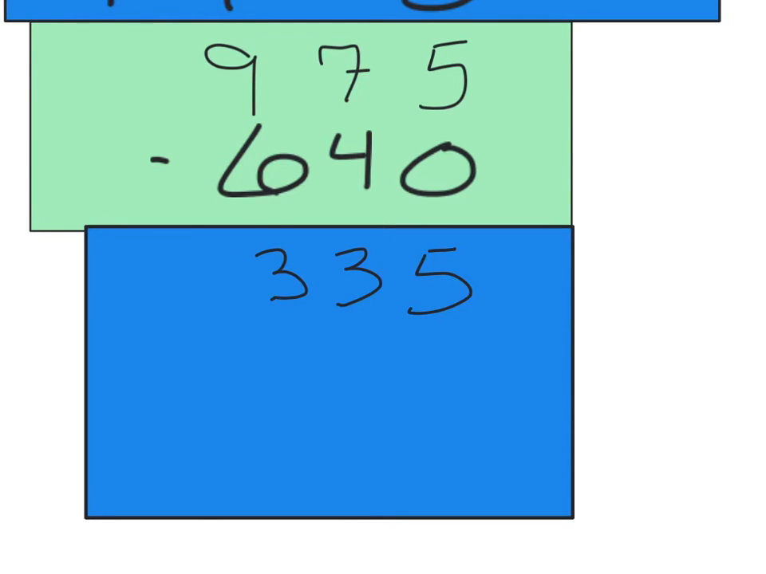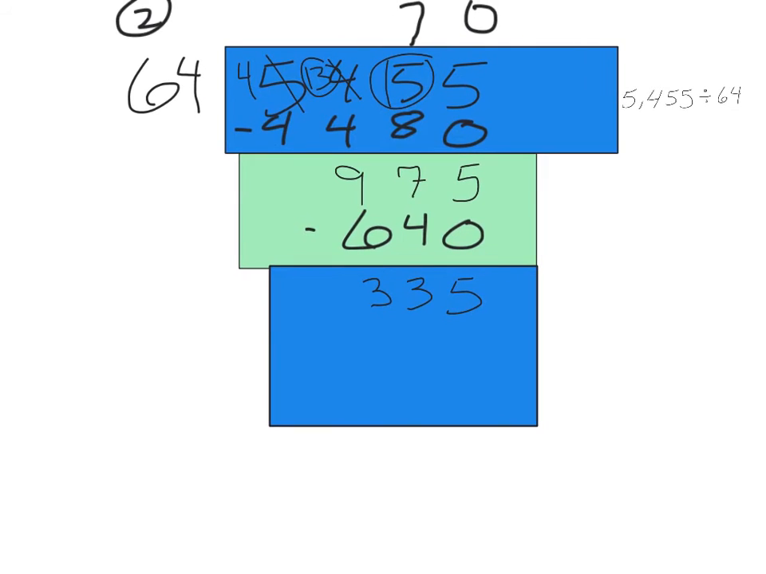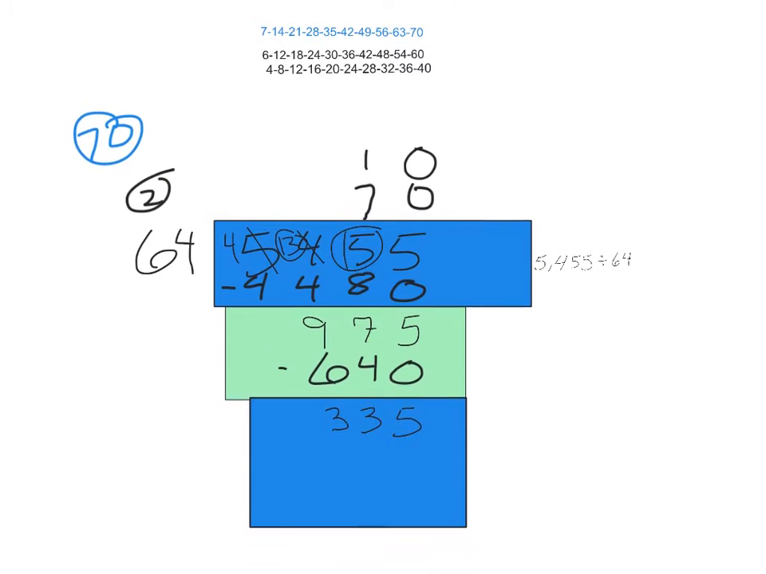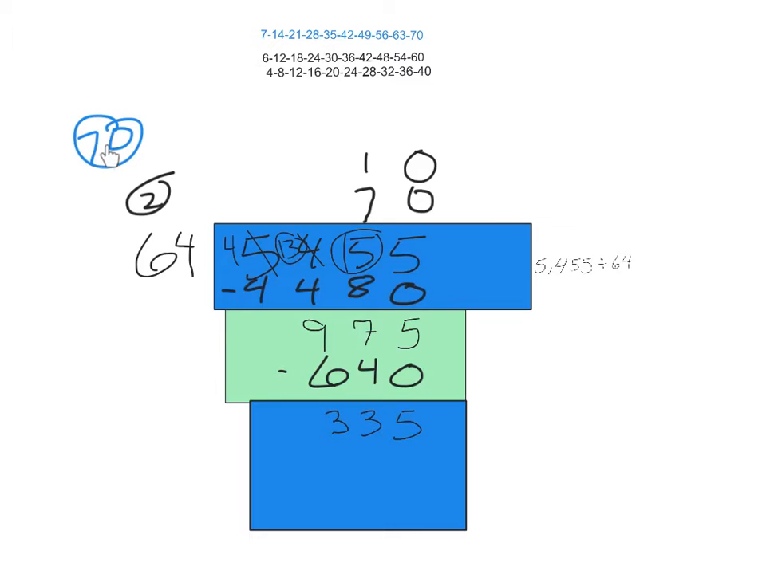And now I'm ready to check this out and see. 64 will not fit into 33, so I am into the ones column now. And I've got to figure out about how many times, right? So I'm going to estimate as 70, and so each of these have a 0 behind the digits. And I'm looking for a number that's close to, but not over 335.